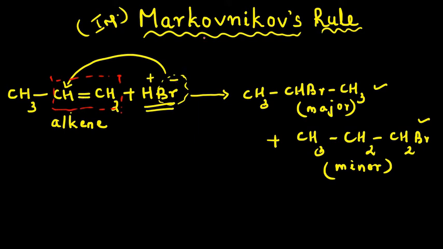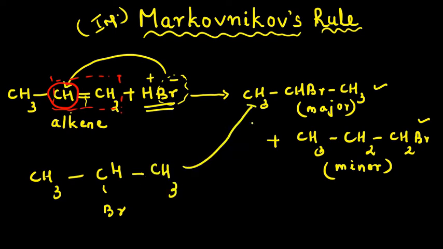So what happens in the case of Markovnikov rule? When an unsymmetrical reagent is added to an unsymmetrical alkene, the negative part of the reagent goes and attacks the carbon atom with the lesser number of hydrogen atoms. So when Br attacks this carbon, we will be getting CH3CHBrCH3, and here the double bond will break, and thus this one will be CH3, which is our major product, or the product which is formed in larger amount.